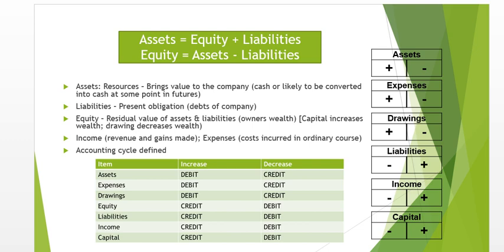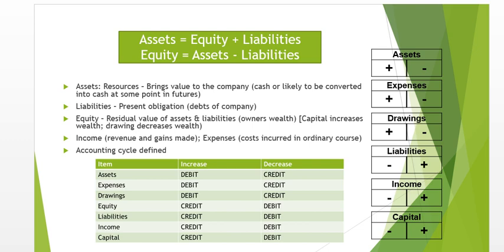And then our income is revenue or gains made, and expenses are the costs incurred in the ordinary course. So getting back to the double entry system, what do we know? That every transaction has a debit as well as a credit. So if we look at our assets, expenses, and drawings, whenever any of these accounts increase, then we will debit that increase. And when it decreases, we will credit that decrease.